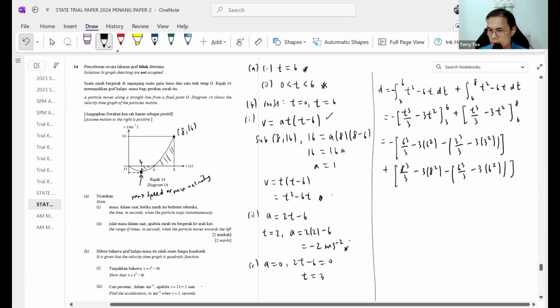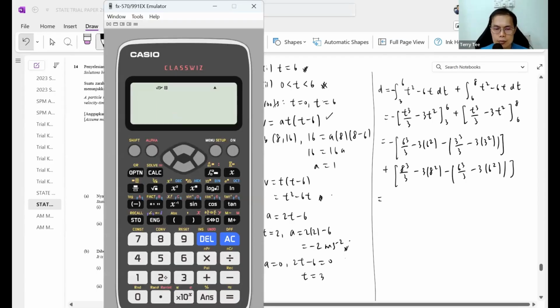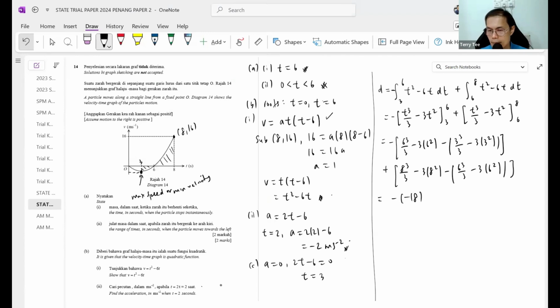Now let's use a calculator to count. First one, 6 cubed is 216. You divide by 3. Then you minus 3 times 6 squared, which is 36. Minus 3 cubed divided by 3, which is 27 divided by 3, is 9. Minus 3 times 3 squared, 3 times 9, 27. That gives negative 18. So the first part, you notice, is negative, right? Then you add the second part.